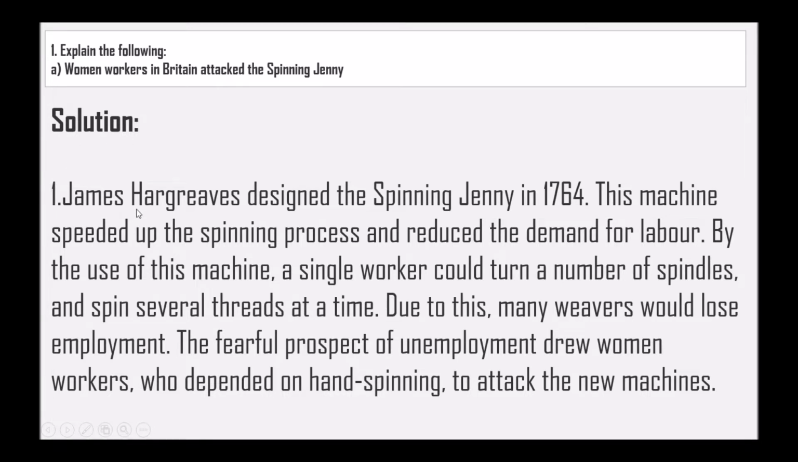So the answer is, James Hargreaves designed the spinning jenny in 1764. This machine speeded up the spinning process and reduced the demand for labor. By the use of this machine, a single worker could turn a number of spindles and spin several threads at a time. Due to this, many weavers would lose employment. The fearful prospect of unemployment drew women workers who depended on hand spinning to attack the new machines.